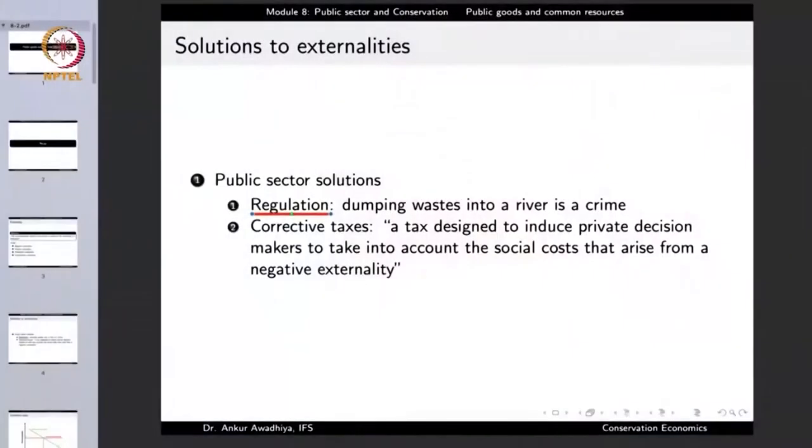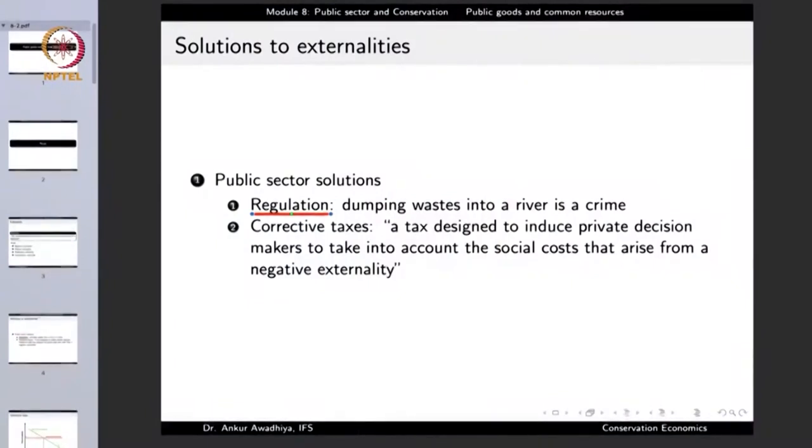Now, this is one way of ensuring that the rivers do not get polluted. So by means of laws and by means of enforcing those laws, we ensure that the rivers do not get polluted so that the bystanders are not negatively impacted. So this is one way.